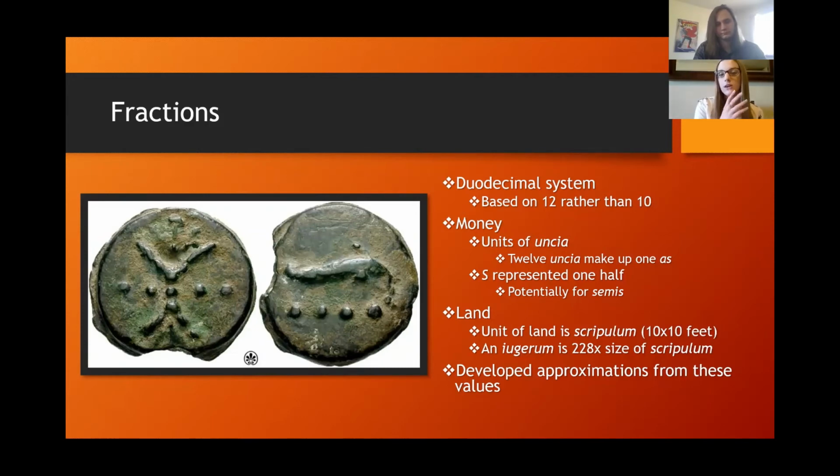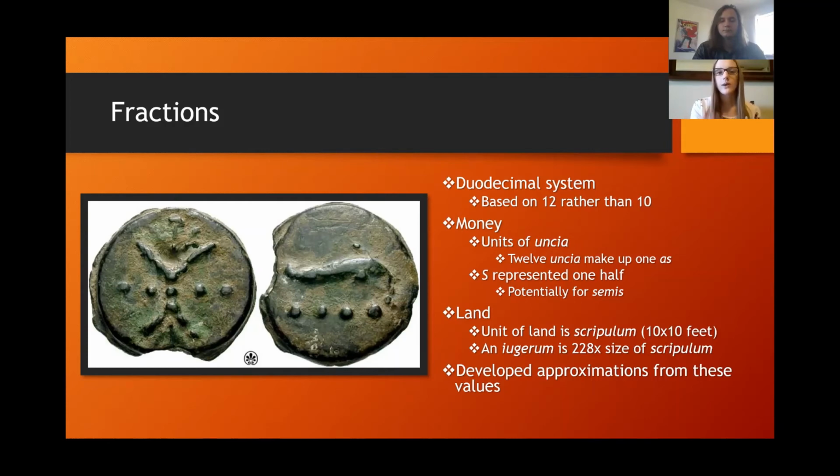So in the context of money, 1 unit of money would be called an as, represented by AS, and then 12 uncia make up 1 as. The word uncia eventually really influenced the word inch in English. And as we know, an inch is 1/12 of a foot. Also within the context of money, they would have an S to represent half of a value. This likely comes from the word semis, which means half.